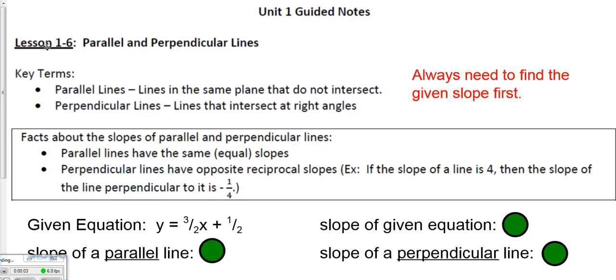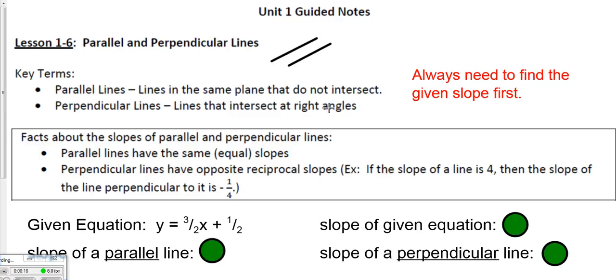All right, lesson 1.6 is all about parallel and perpendicular lines. Now remember from the past that two parallel lines will look like this, two lines that will never intersect. Key term: parallel lines, lines in the same plane that will never intersect.